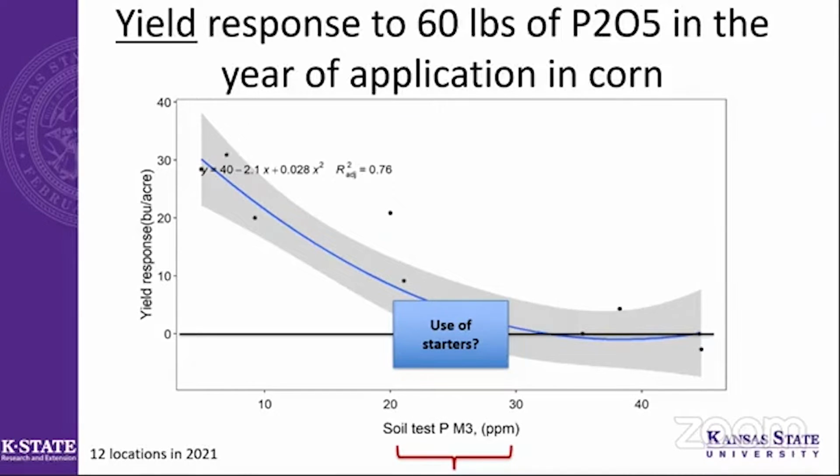You're questioning whether or not you need to do starter fertilizers. Based on this, we're getting, let's say, 3 bushels, 2 bushels. How many gallons of 10-34-0 can you buy with 2 bushels of corn? I don't know, 2-3 gallons, something like that, maybe. But again, I think it will definitely justify starter fertilizers if you are in that range of 20 to 30 parts per million. I think you can pay for that.